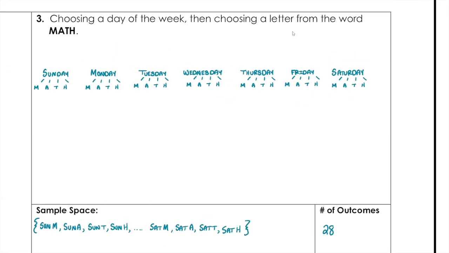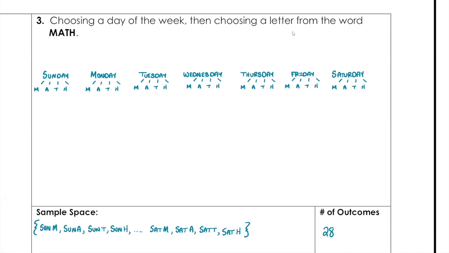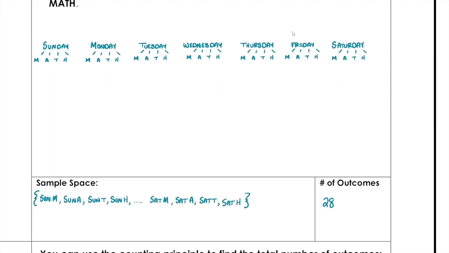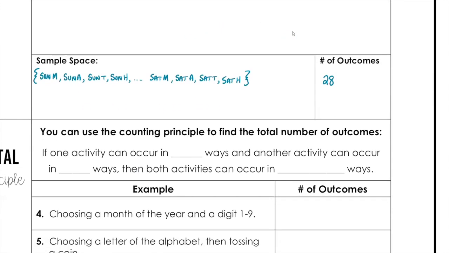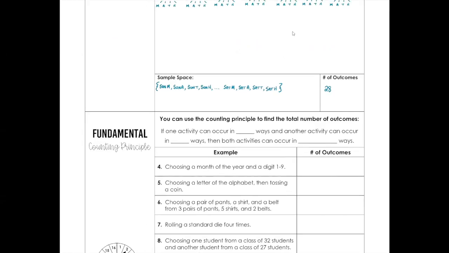But you can see choosing a day of the week and then a letter from the word math. So we've got 7 days of the week, 4 letters in math, 28 possible outcomes. Now, some of us are starting to see the pattern. And mathematicians all over the planet have helped us with that pattern. They delivered us the fundamental counting principle.